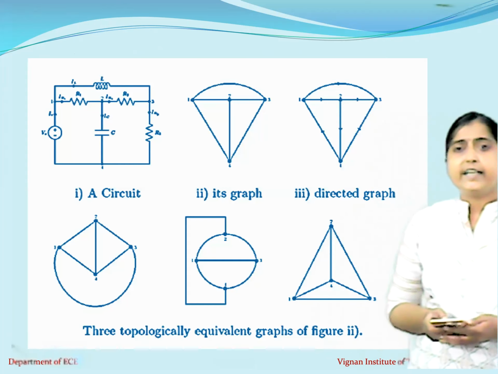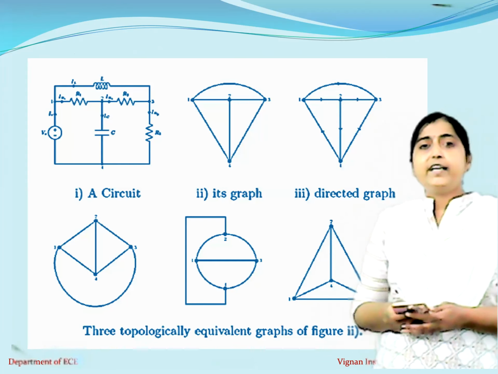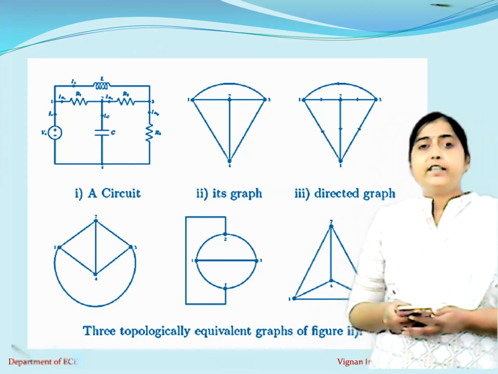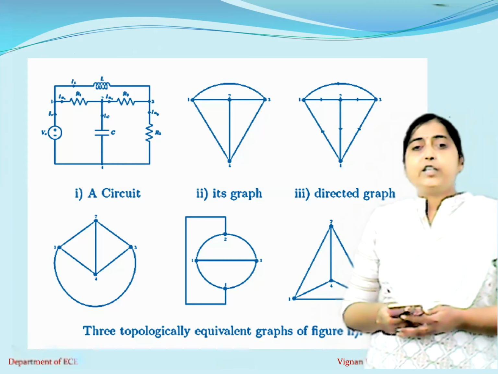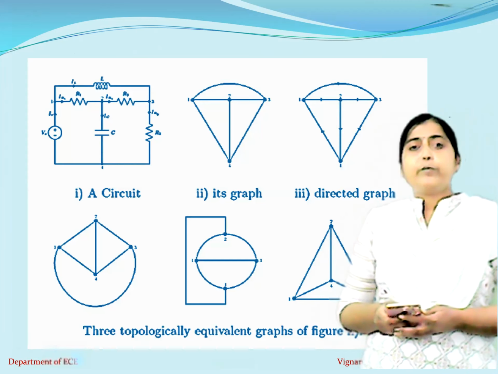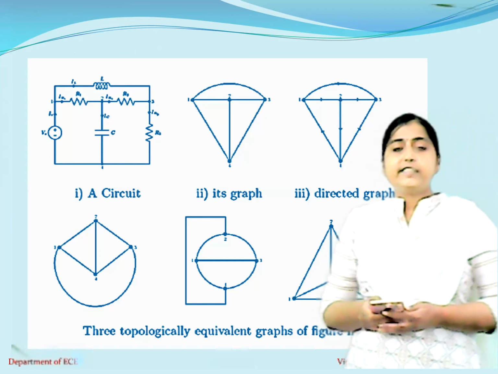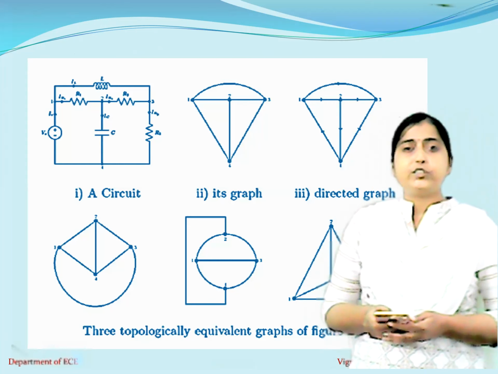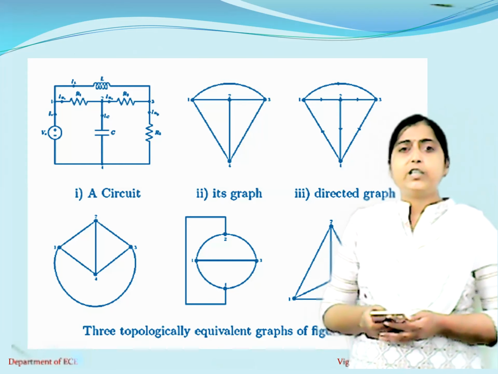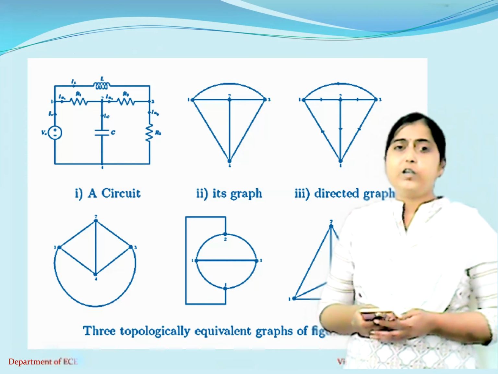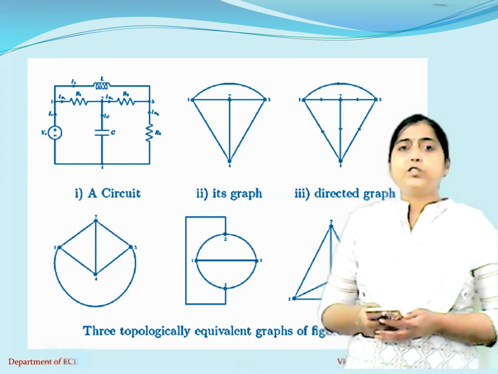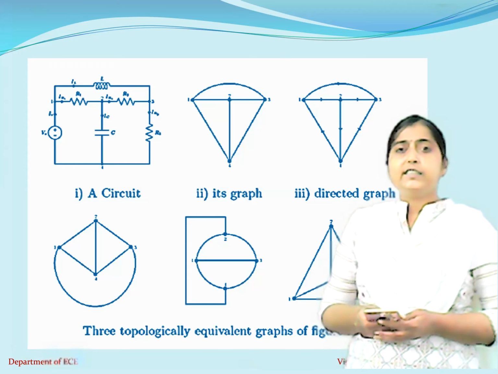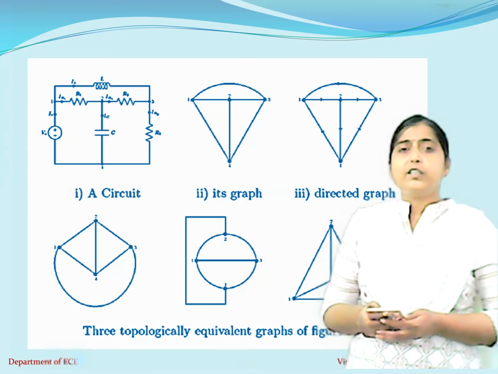Now let us take an example. I am taking a simple network here. This network is a combination of resistors, inductors, capacitors, and a voltage source. In this network, there is no current source. This is a voltage source. Then you have these 1, 2, 3 as resistors. This is your inductor and this is your capacitor.